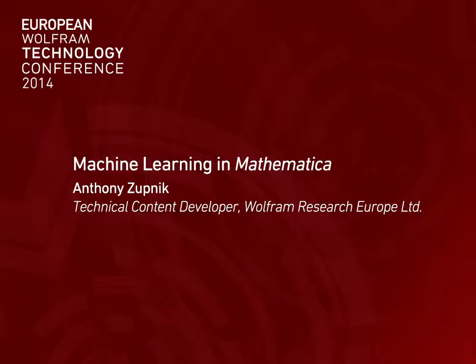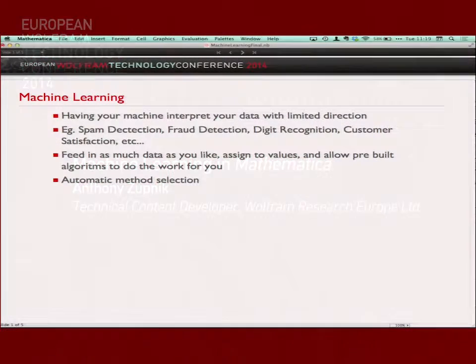So I guess, what are we talking about when we're talking about machine learning? We're talking about having your machine interpret your data with limited direction. Basically, you can just feed in pictures or sounds or text or whatever, and then classify your data in some way by saying it is a certain thing, and then leave the algorithm to do it for you. So that's fundamentally what machine learning algorithms do.